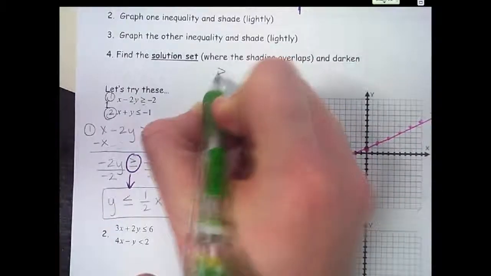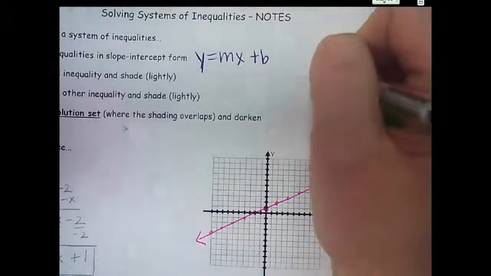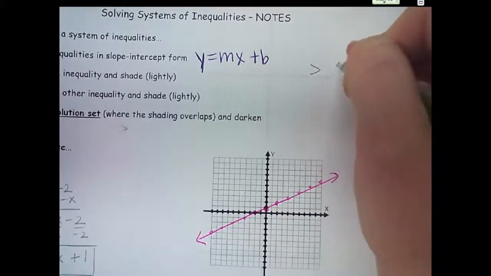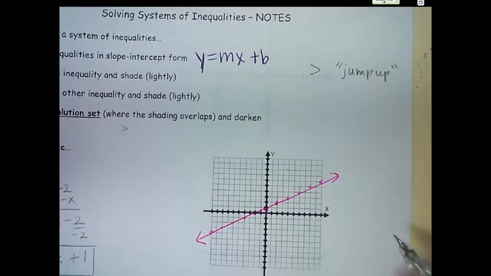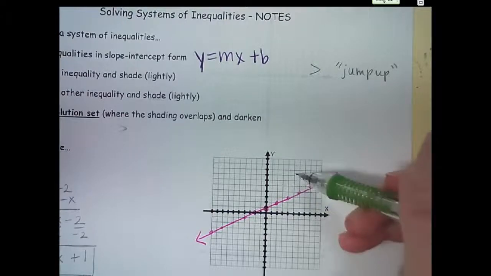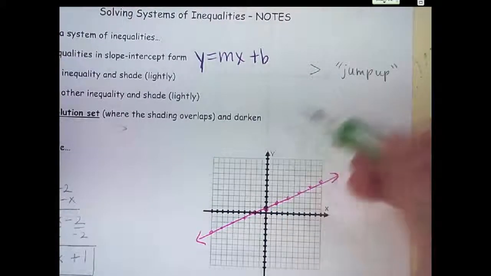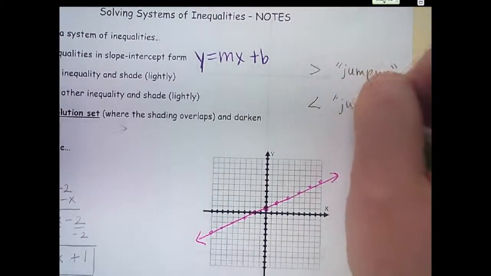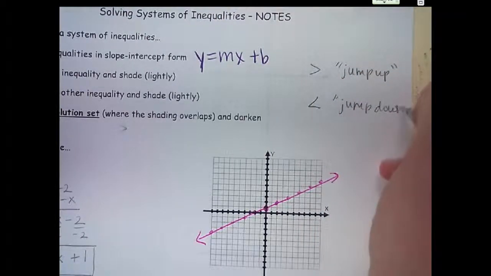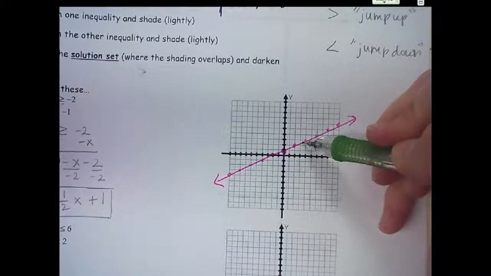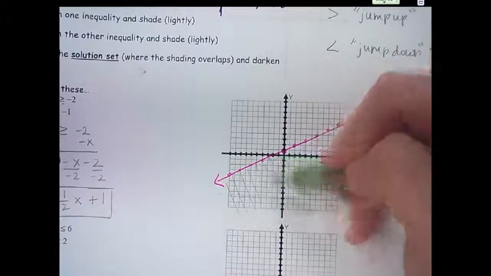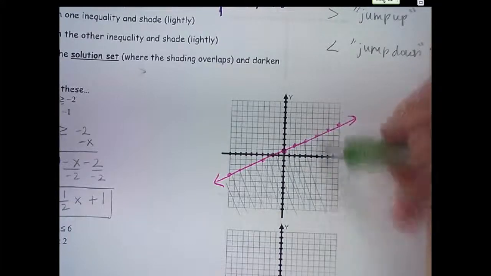So up here, maybe if you have some space on your paper, above the corner over here. Okay, if it's greater than, you're going to jump up. So what does that mean? That means if I start on the line, and it's greater than, I jump up and I shade there. And then of course, if it's less than, you jump down and you shade there. The problem is sometimes it's hard to tell, well, are you jumping up or jumping down? So this one is a less than, so I jump down, and then that's where I would shade. Does that make sense, what I'm saying?